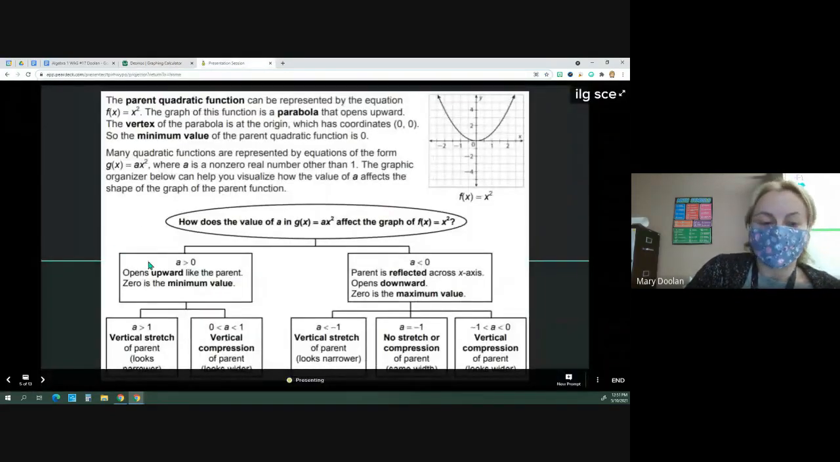Okay, and that's where it says it here in the graphic organizer. 0 is the minimum value. It opens upward. So A is greater than 0. We're looking for the number in front of the x² term, the coefficient, to be a number that is positive. Greater than 0 means a positive number.